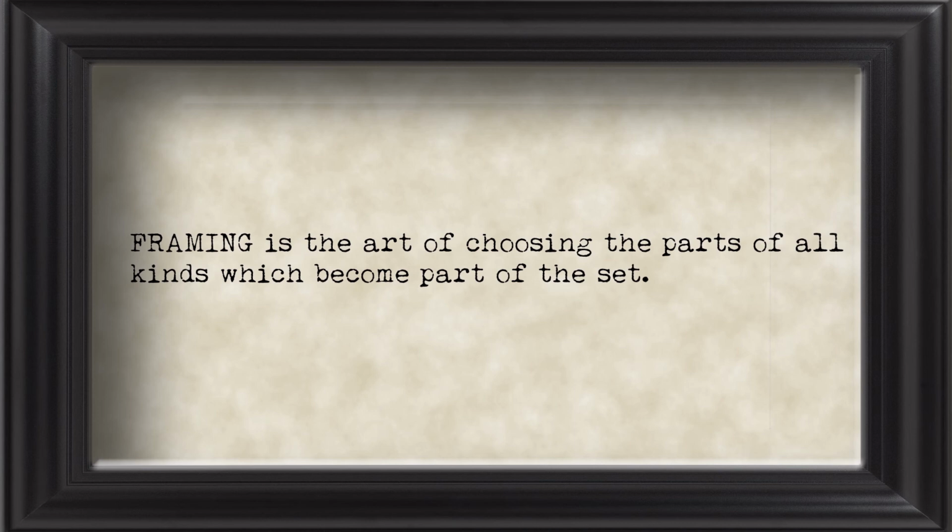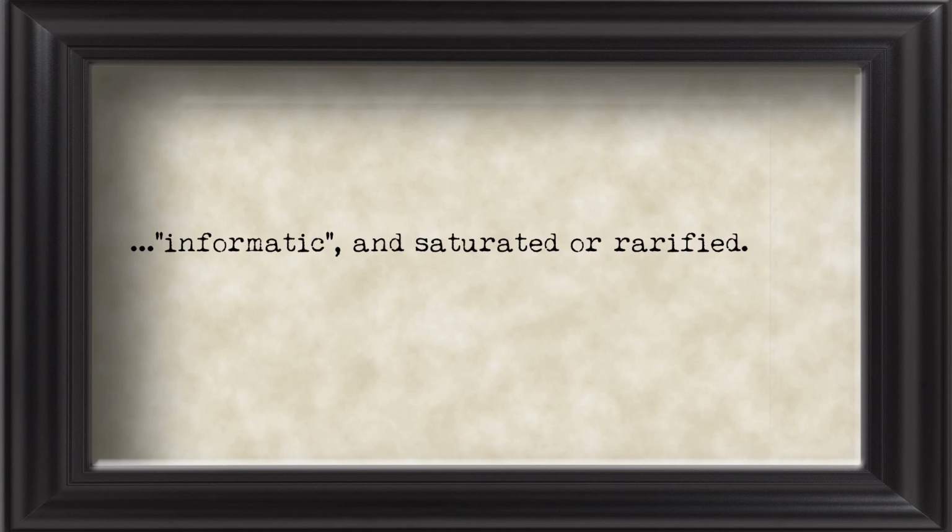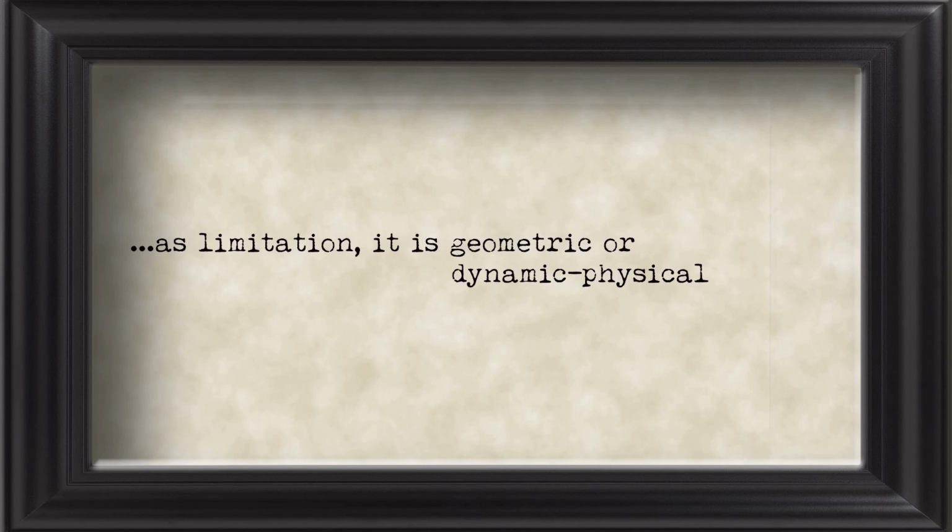Framing is the art of choosing the parts of all kinds which become part of a set. This set is a closed system, relatively and artificially closed. The closed system determined by the frame can be considered in relation to the data that it communicates to the spectators. It is informatic, and saturated or rarefied. Considered in itself and as limitation, it is geometric or dynamic. Considered in the nature of its parts, it is still geometric or physical and dynamic.